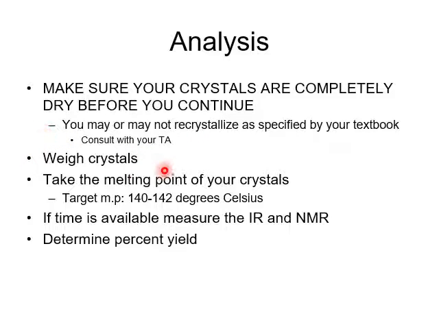After they're dry, you weigh them, and you take the melting point of your crystals to actually make sure that that's the compound that you actually got. But that's only one type of evidence. You can also perform IR, which is infrared spectrometry, and NMR, nuclear magnetic resonance, to gather more evidence that your compound is the actual one that you want. We'll actually cover these later. And then you determine percent yield.